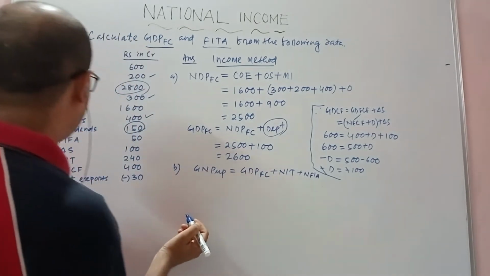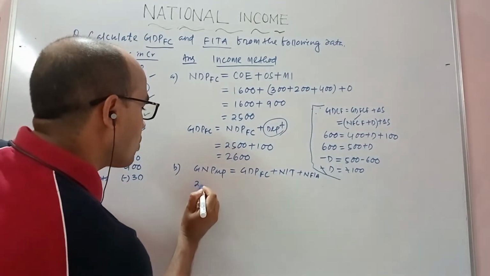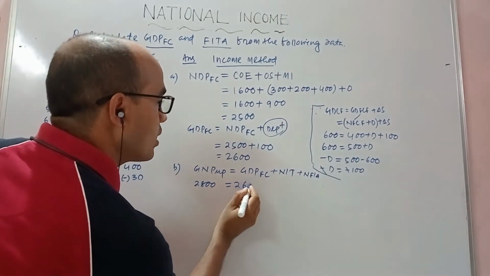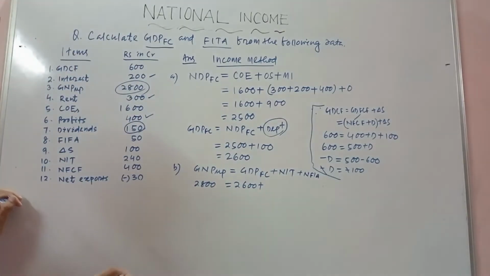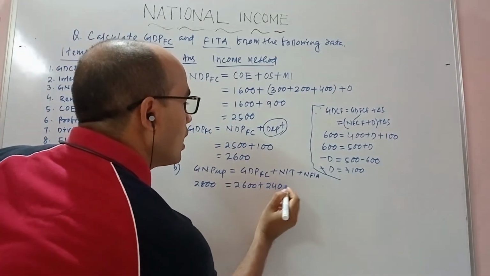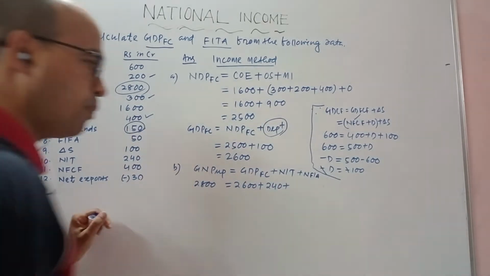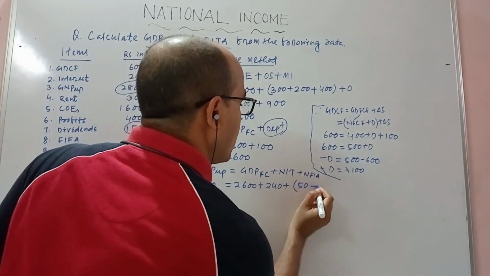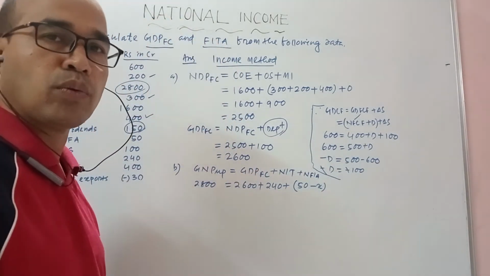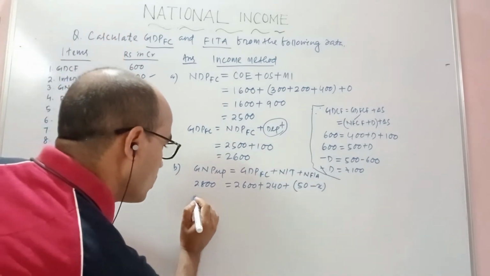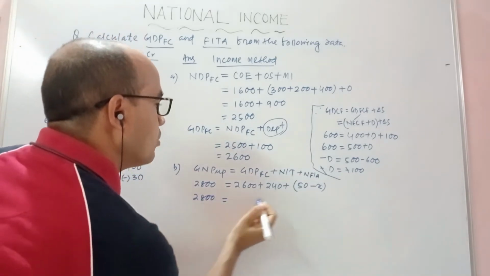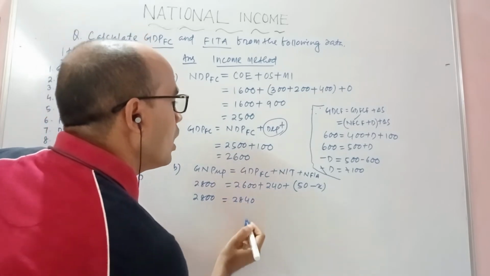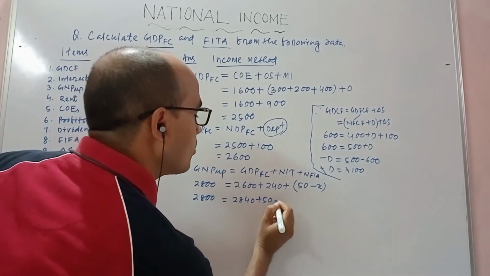Then what to do? Now GNPMP is given how much? Now 2800, and your GDPFC is given 2600. NIT is there in the question. Yes, NIT is given 240. After that NFI is not there, but FIPA is mentioned. FIPA is given how much? Now FIPA is given 50, and for FITA you put x. Now they want to calculate that FITA. So what you do? Now 2800, it is how much? I can find out 2600 plus 240 means 2840 plus 50 and a minus x.